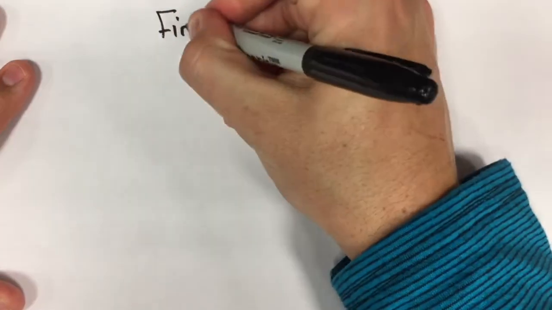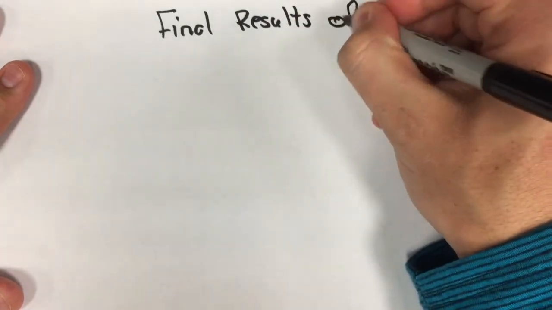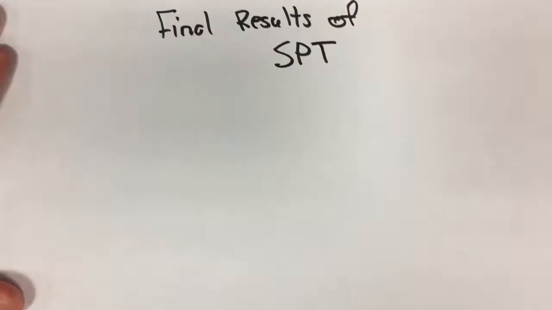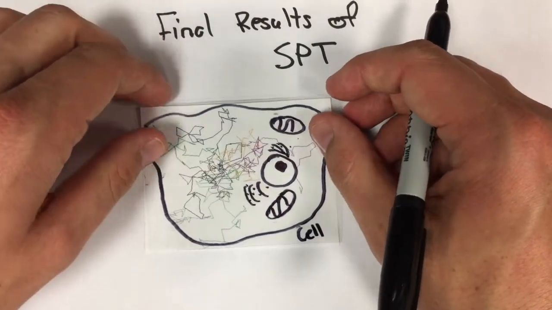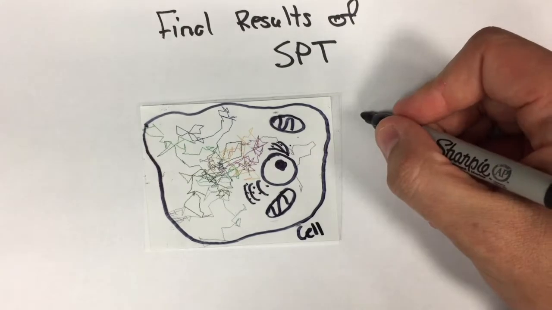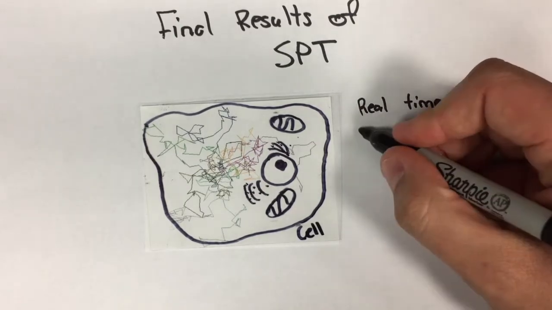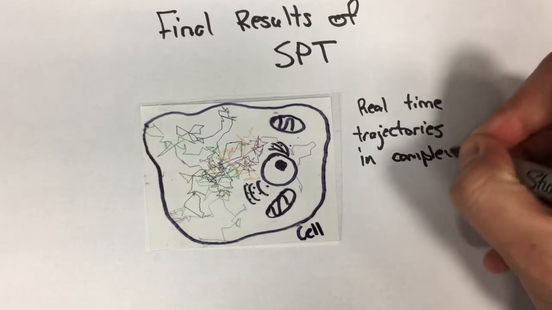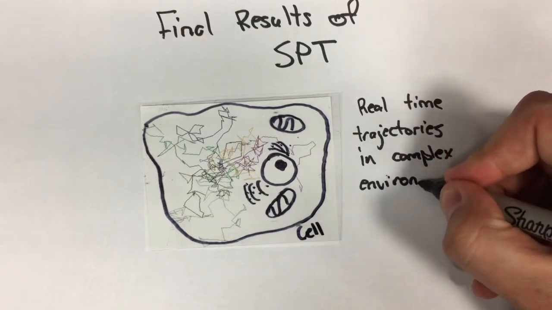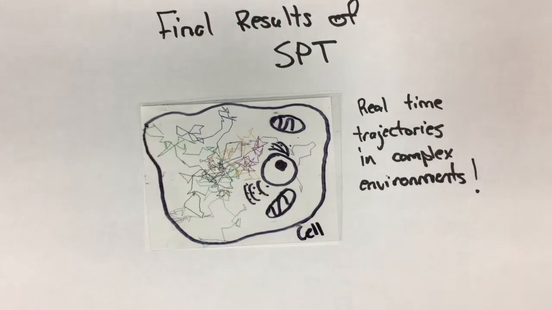So here, our final single particle tracking results can give us a high spatial and temporal picture of, say, proteins diffusing within the complex environment of a cell. And so this information is given to us in real time and is a high throughput method when done on a wide field microscope where we're collecting multiple trajectories at once inside of these complex environments.